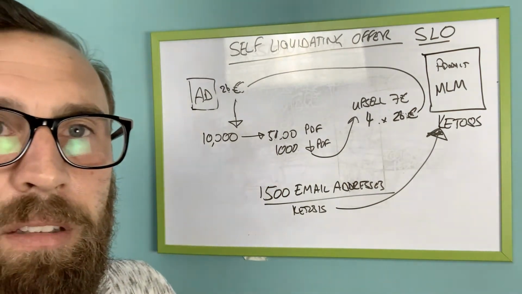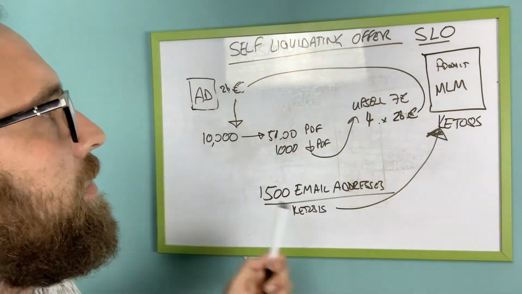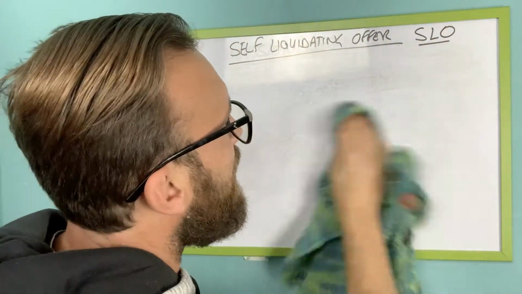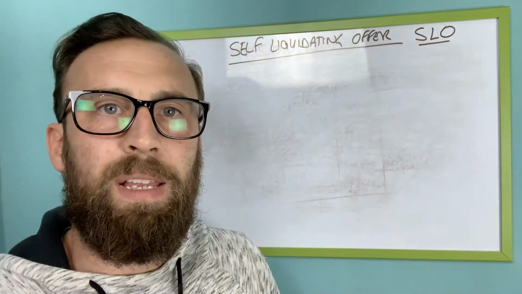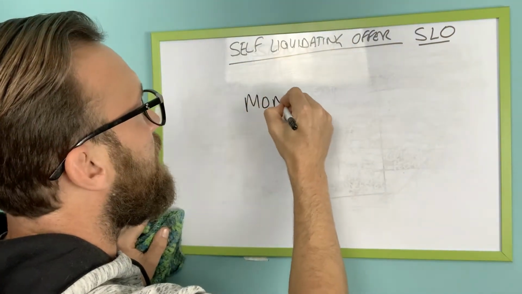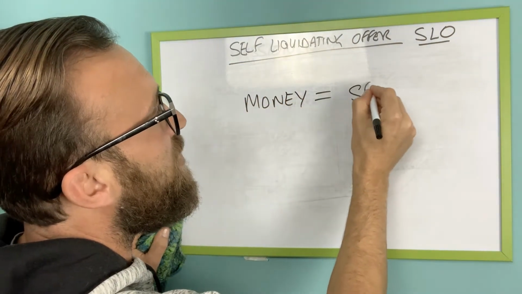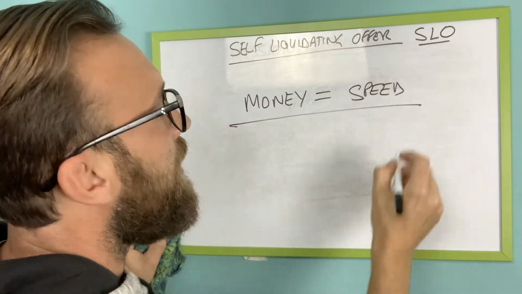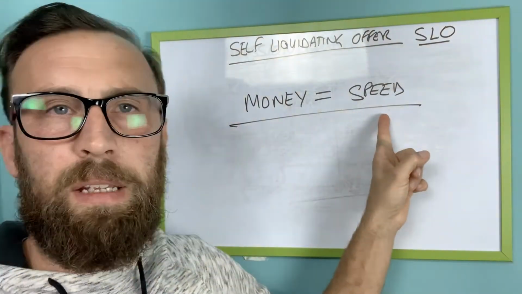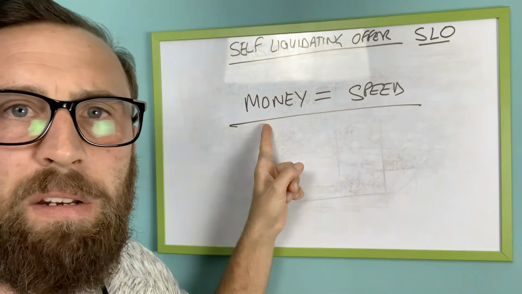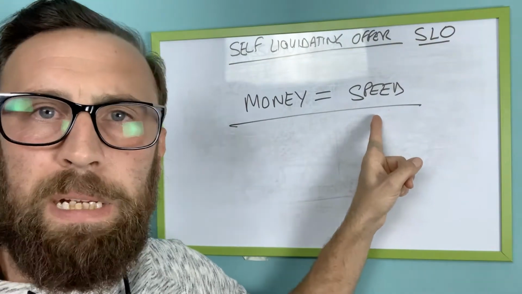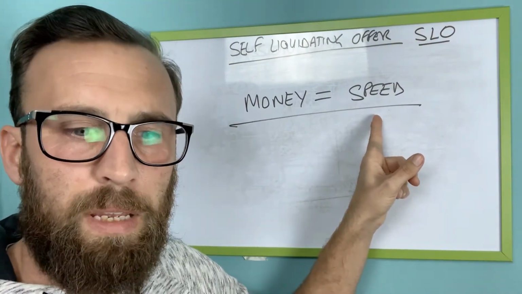Now the great thing about it is that, and I'm gonna clear this out a bit. The wonderful thing about the self-liquidating offer is it allows you to use money, because money equals speed. So if publishing is slow and it takes time, money is the same as speed, because the more money you can spend on adverts, the more leads you can generate and the more people you can pitch to about your product.